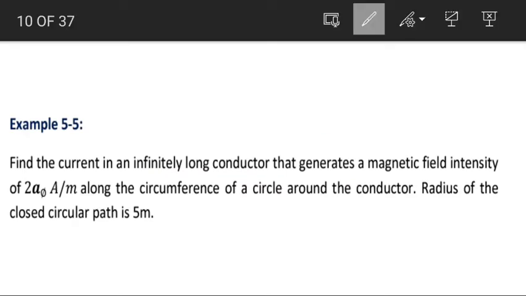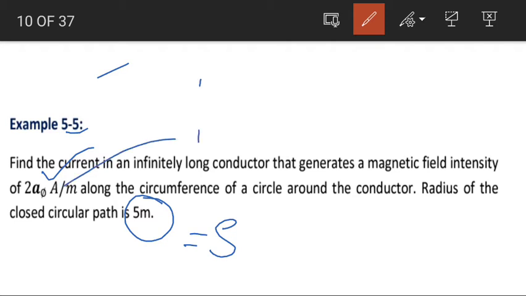We do example number 5.5. Find the current in an infinitely long conductor that generates a magnetic field intensity of 2 a phi ampere per meter along the circumference of a circle around the conductor. The radius of the circular path is 5 meter. So this is rho, which is basically equal to 5 meter, and here is the magnetic field intensity, right?